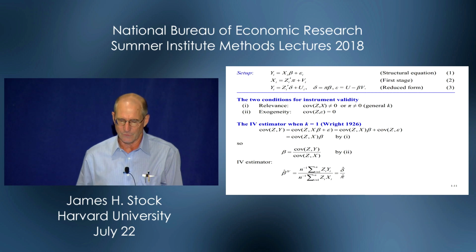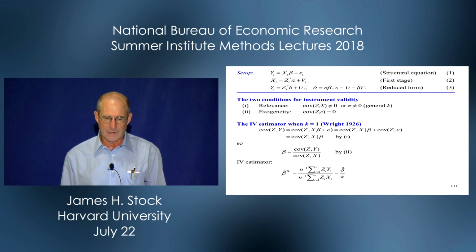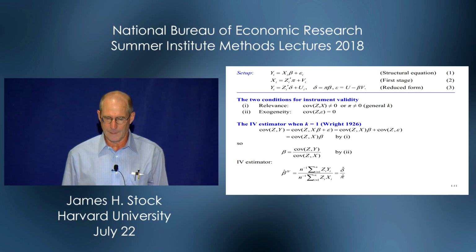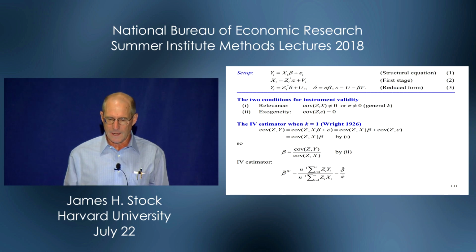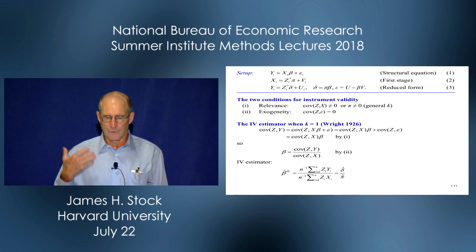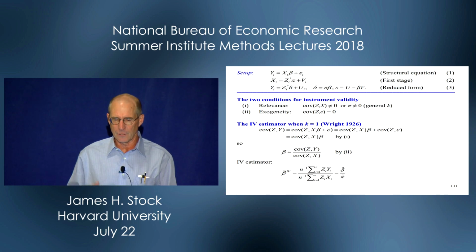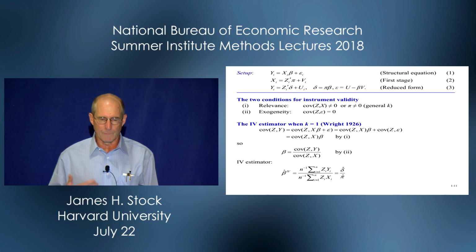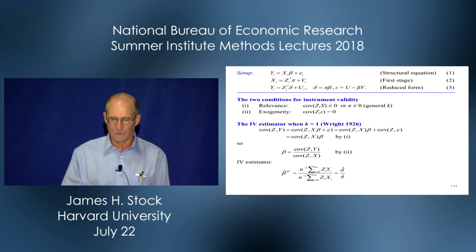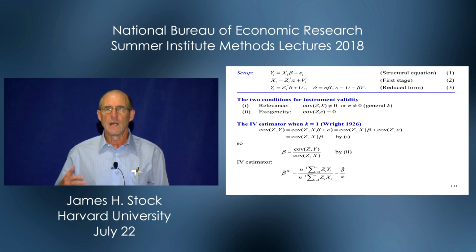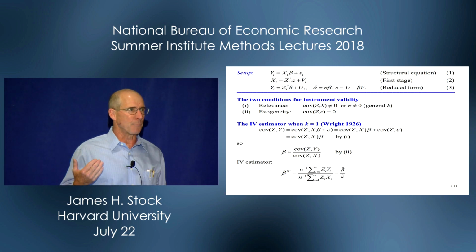So I'm including the standard, or I should say the first, derivation of the IV estimator here, which is just by writing out this covariance and then noting that the covariance between z and epsilon is equal to 0. Because the covariance between z and x is non-zero, you can divide through, and that gives you the moment condition. Then you just plug in sample moments. Those sample moments are also just the ratio of delta hat to pi hat.